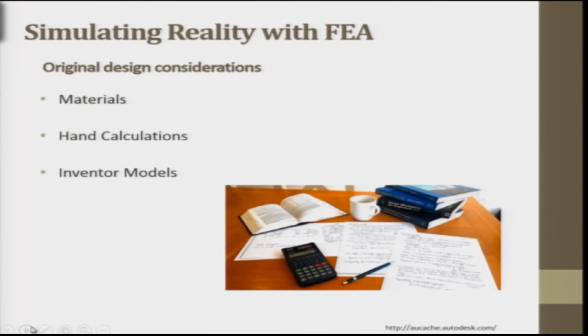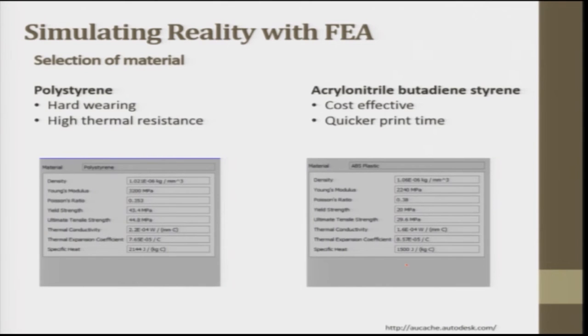Original design considerations. What original design considerations are there? Originally, the person has to have the knowledge of materials, has to do hand calculations, and Inventor models have to be carried out. But in simulating reality with computer software, this is actually the Autodesk software. Specifically, we have used Fusion 360 software to develop this modeling, and some of the slide content is taken from the Autodesk website only.